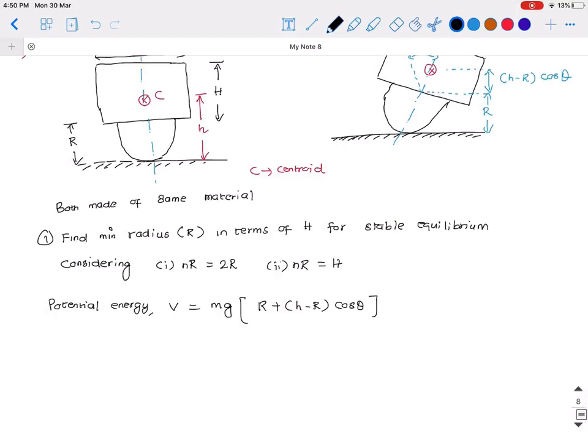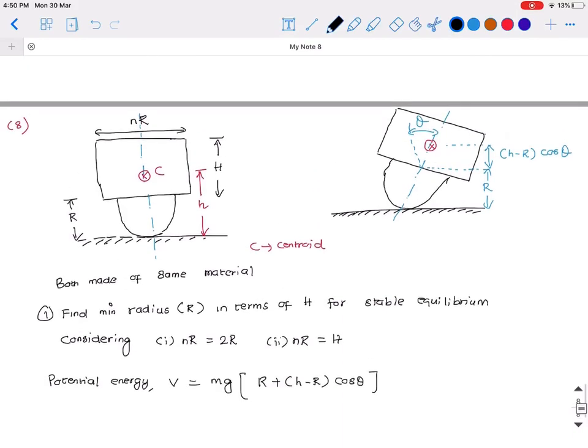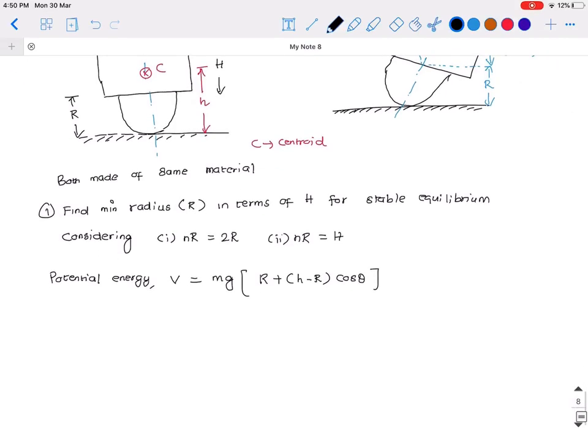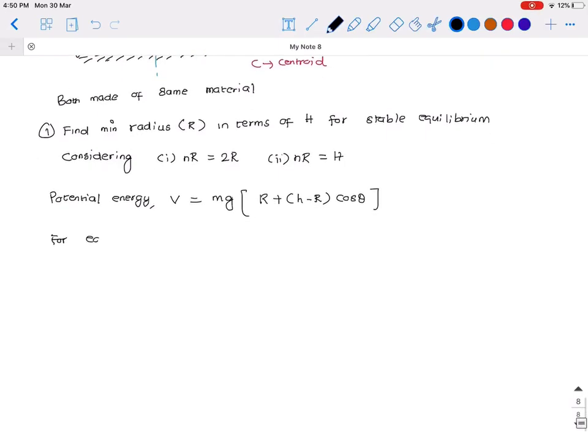Okay, so we know that for equilibrium, is it clear? How do we write the potential energy of the system? So the centroid is located at a distance of r plus h minus r cosine theta from the ground. The potential energy is mgh. Okay, this we know. Okay, so for equilibrium, dV by d theta should be 0, that is mg (r minus h) sine theta.